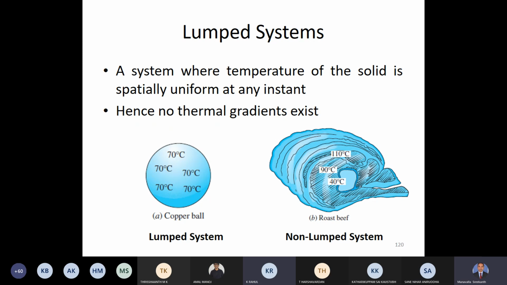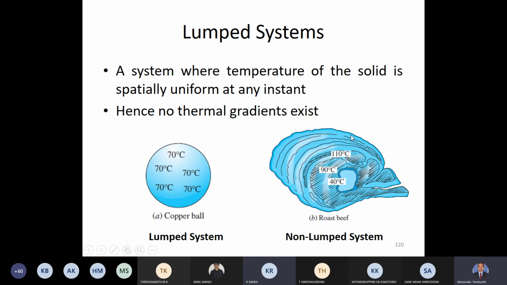Among the commonly used materials for engineering purposes, copper is used where you need very good conductivity, but copper's weight is more and it's expensive. Aluminum is sometimes used. Aluminum has a lesser conductivity, but it is light in weight and it's also cheap. So depending on what quality you are willing to provide, you will opt for the appropriate material. Anyway, now see here, this is a copper ball and you see the temperature inside at different locations. It's all 70 degrees Celsius.